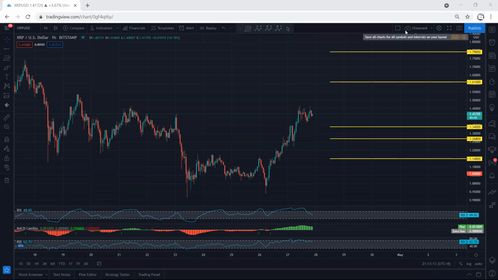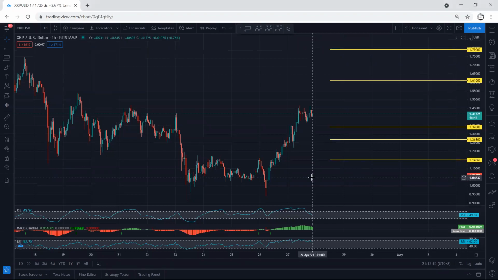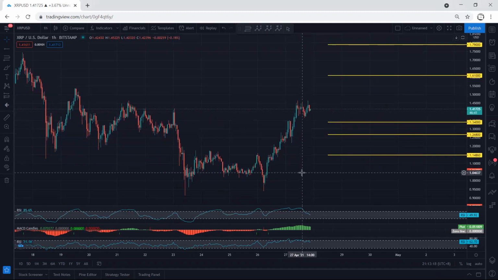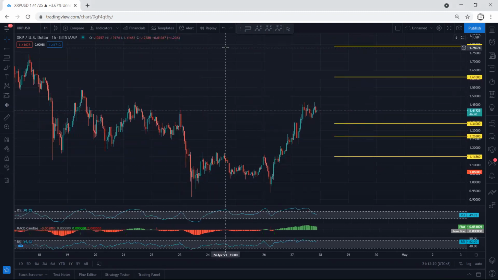XRP, we start with the 1 hour chart. Just want to give a quick update. If you refer to our analysis in my last video, we mentioned we can expect to get the correction. And this is what we get.